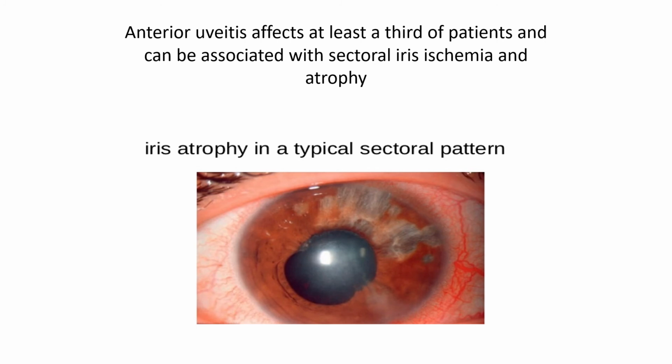Anterior uveitis affects at least one-third of patients and can be associated with sectoral iris atrophy and ischemia. In this picture, you can appreciate circumcorneal congestion, which is a very typical sign of anterior uveitis, and this is an area of iris ischemia and atrophy. You can see these are grayish white areas of iris ischemia and atrophy. This is a normal iris, which is brownish in color.